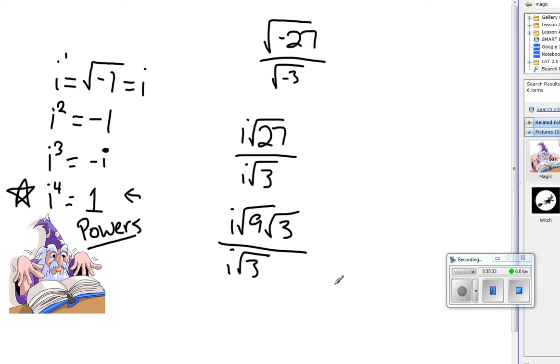Alright. So this one works out very nicely. Since we have i divided by i, that cancels. Square root of 3 divided by square root of 3 cancels. I don't want to say nothing, it's 1. Sorry. So all we get is the square root of 9, and the square root of 9 is just equal to 3. So all this mess, square root of negative 27 over the square root of negative 3 just equals positive 3.